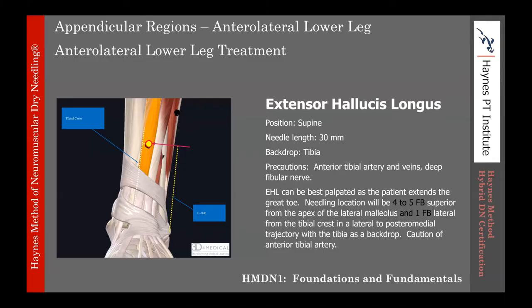So we'll move further distally down for extensor hallucis longus. Here will be 4 to 5 finger breadths superior from the apex of the lateral malleolus and will be 1 finger breadth lateral from the tibial crest. We'll have a lateral to posteromedial trajectory with the tibia as a backdrop.